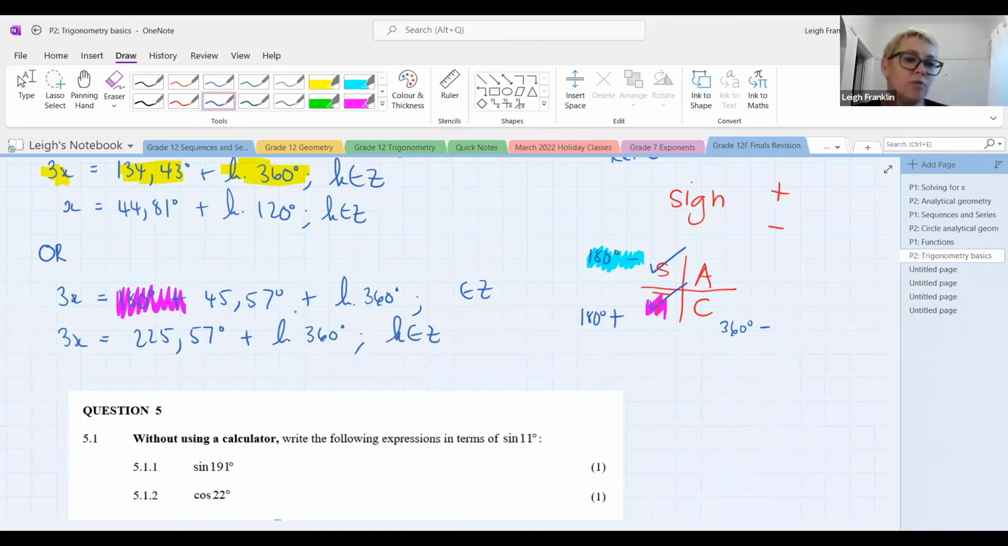And now, like with the previous question, because it's 3x over here, I have to divide everything by 3. So I'm going to divide the 3x term by 3, and that's going to give us 75.19. And then I need to divide this by 3 as well, so that would be k times 120, k is an element of the integers. Okay, good stuff. Well done. Yes, Itumeleng, that's exactly what I got.